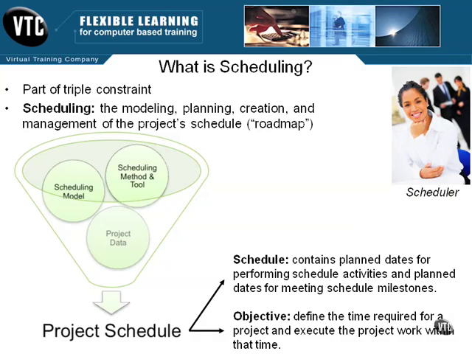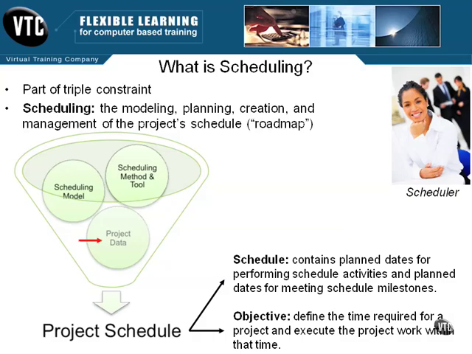In the section to come, we'll define in greater detail the components that I referred to earlier as part of that broader context. We have the scheduling method, the scheduling tool, the scheduling model, and the project information. The result of this effort and information is the project schedule. We'll go over these items in greater detail in the section that follows.